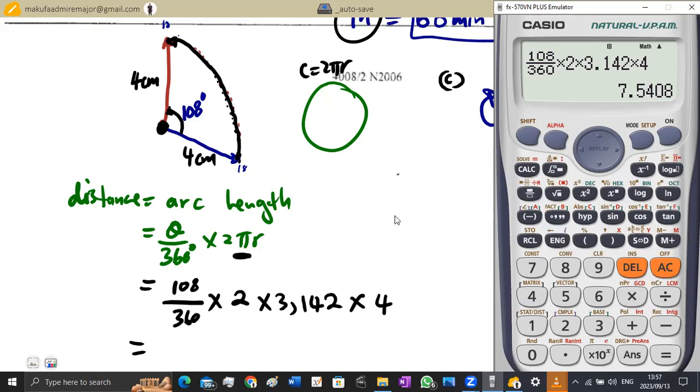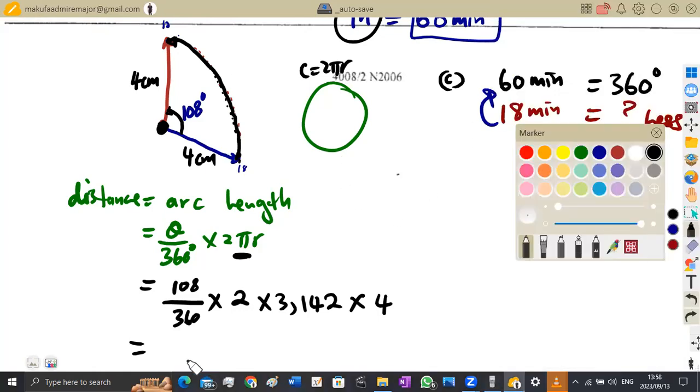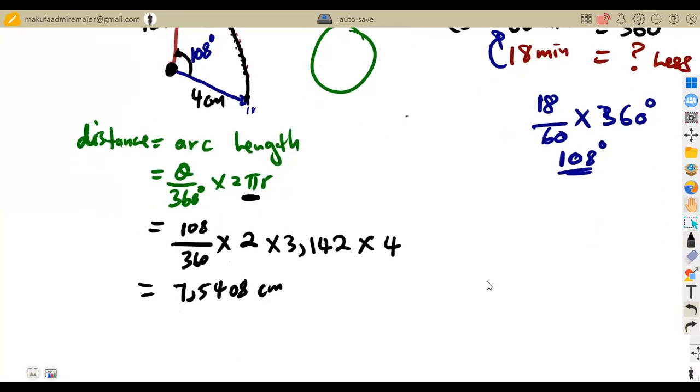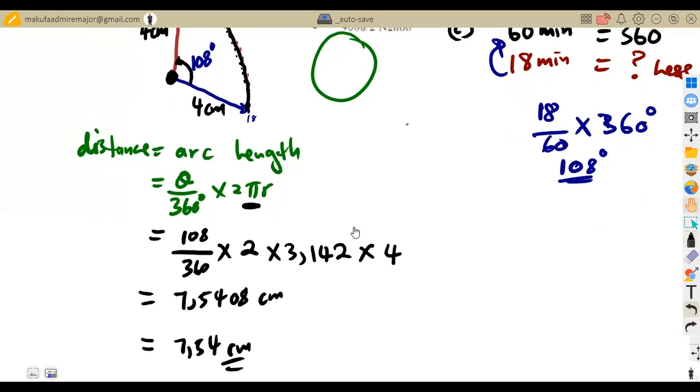The first thing is to write the answer that you obtained as it is, 7.5408. We are talking about distance, so the unit is just centimeters. But if we round off to 3SF, depending on the instruction of the question paper for the exam you are going to sit, maybe they will ask you for 3 decimal places or 3SF. Normally they say 3SF, so it's going to be 7.54 centimeters. This is the distance covered by the minute hand in 18 minutes.